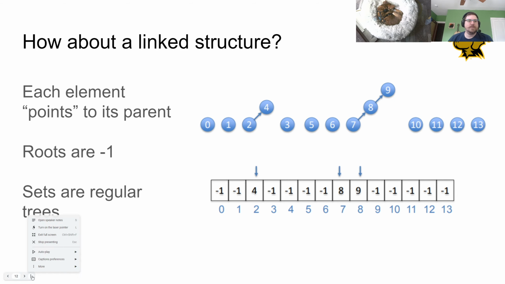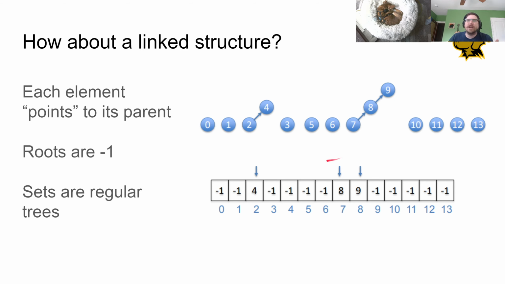Actually, can I get my laser pointer thing? That's right, it's L. 4 is the root, but we only know that because we know their roots because they're -1, but we only know that 2 is its child because when we look at 2, it says 4 is my parent. So what's being stored in these array slots are effectively parent pointers.